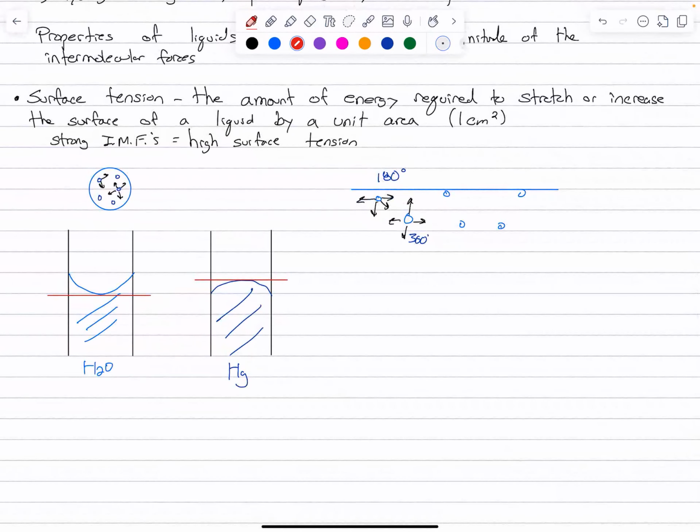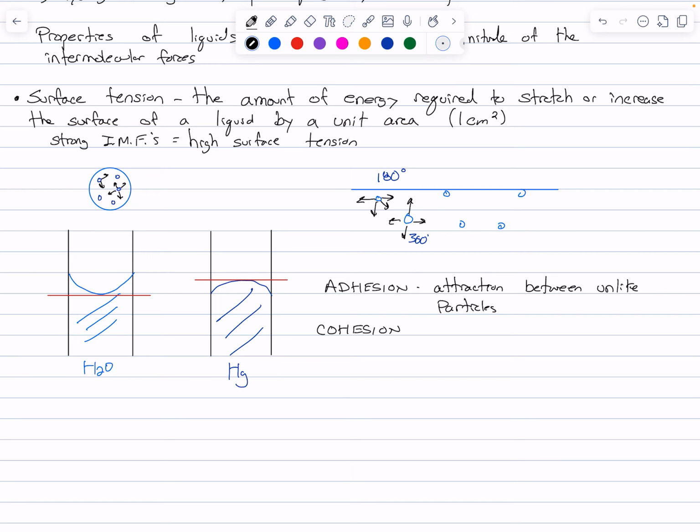All right, there's two forces at play: adhesion and cohesion. Maybe you've heard those forces before. So adhesion is an attraction between unlike particles. Sometimes it's molecules, atoms, ions, whatever. Cohesion is an attraction between like particles.